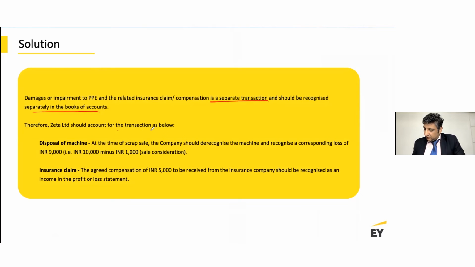Therefore, Zeta would account for the transaction as the disposal of machine at the time of scrap sale. At the time of scrap sale, the company should de-recognize the machine and recognize a corresponding loss of 9,000 rupees. And as far as the insurance claim is concerned, the compensation of 5,000 received should be recognized as an income in the statement of profit or loss.